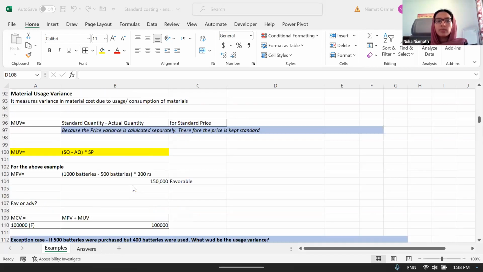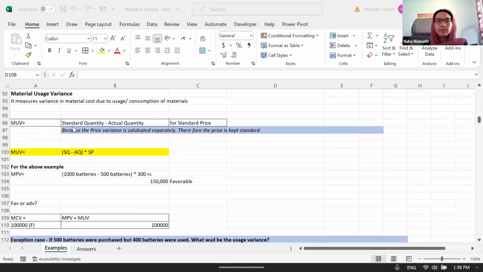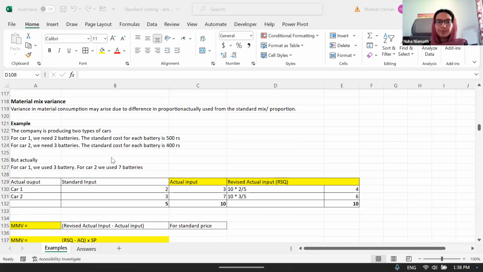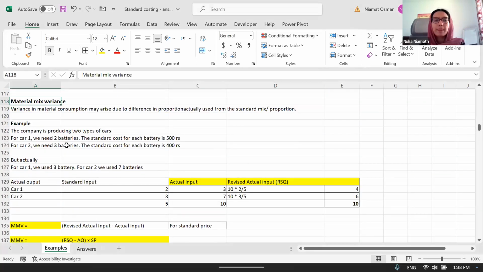So if you go down now, we have calculated the usage variance. Now let's calculate the material mix variance. What is this mix variance? Variance in the material consumption may arise due to difference in proportion actually used from the standard mix or proportion.